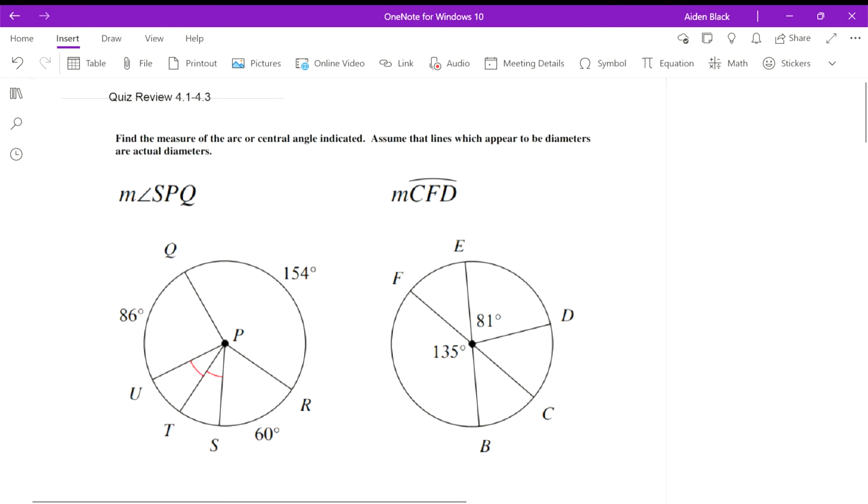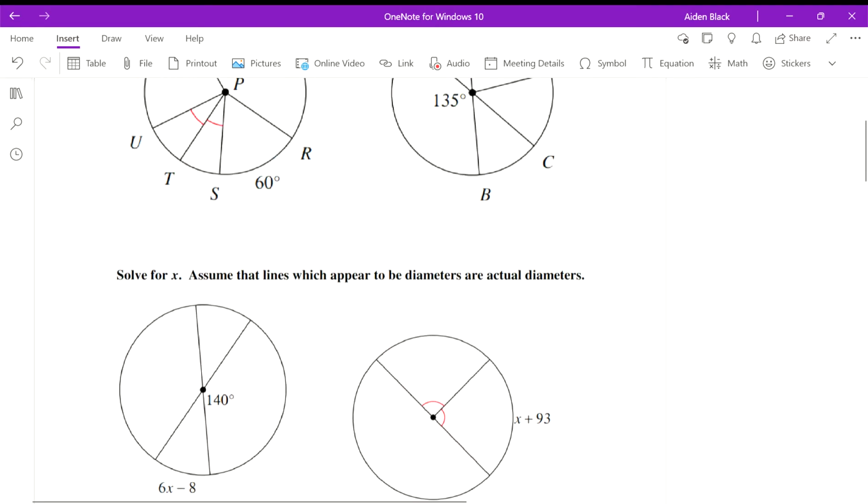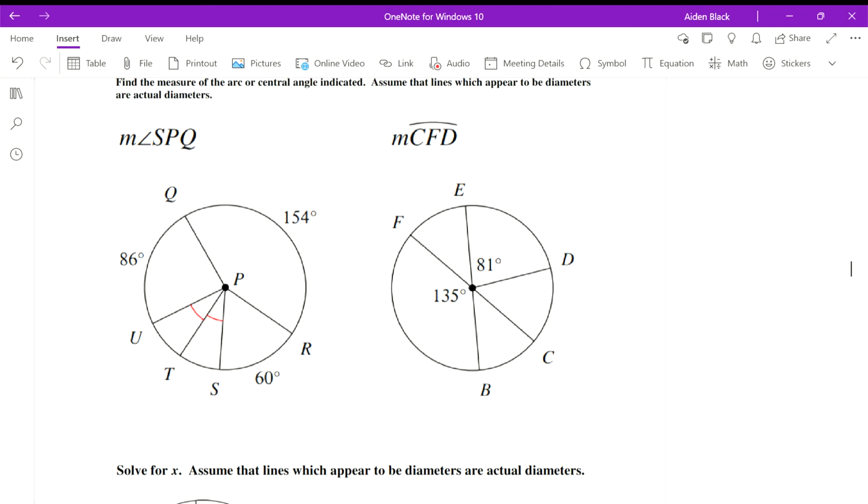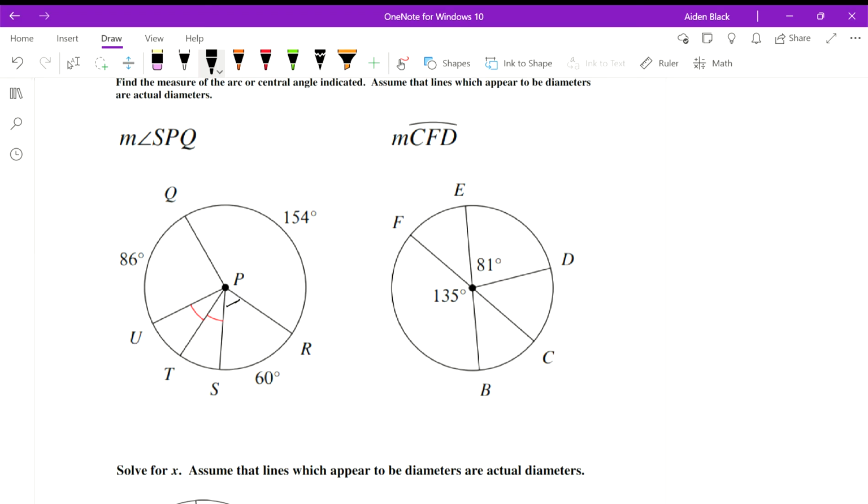Alright, this is the quiz review 4.1 through 4.3 that was handed out on Friday. We'll go through some of these problems. The first set here have to do with arcs and arc measures, which are the same as your central angles. So, like if you look at angle SPR, it's really the same as arc SR.